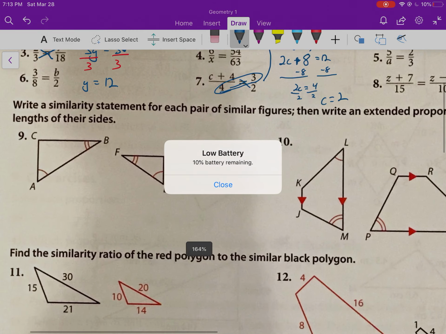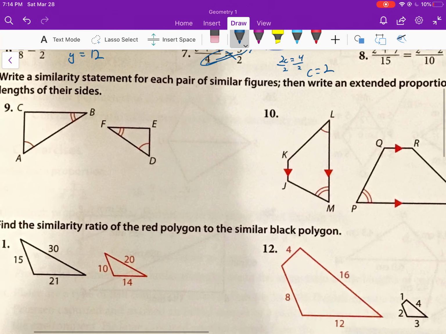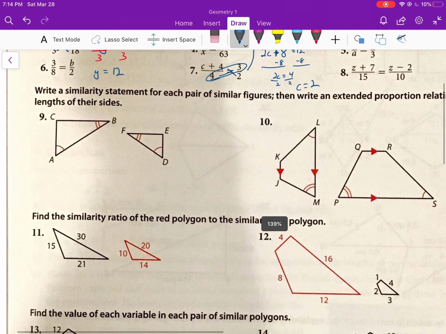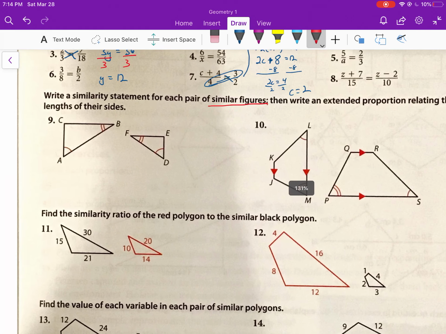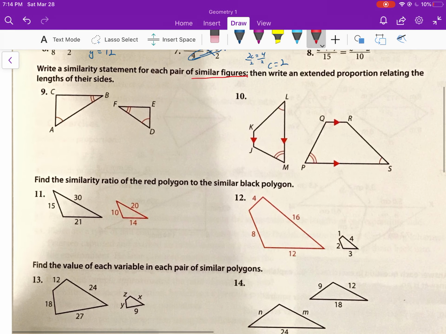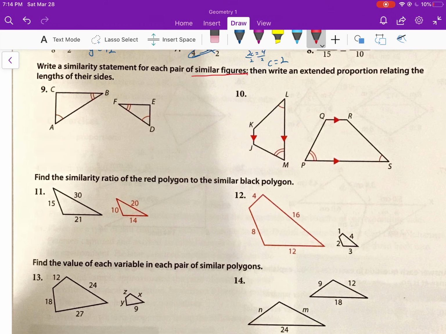Moving to this next set where there's just a couple of questions here. Write a similarity statement for each pair of similar figures. So it's telling us that these figures are similar. Then write an extended proportion relating their lengths. All right, so write a similarity statement.